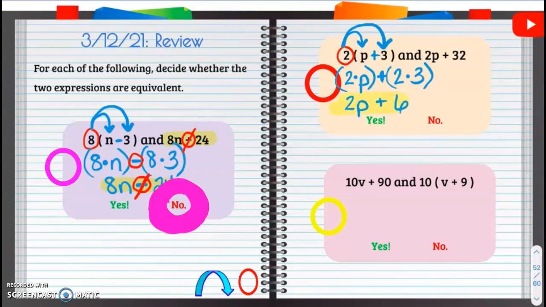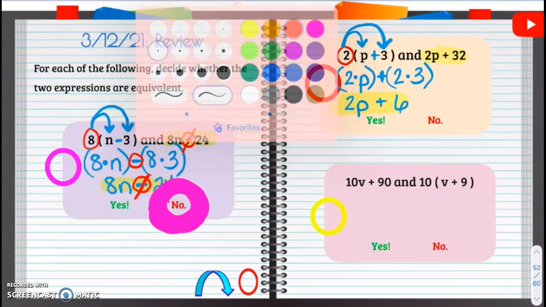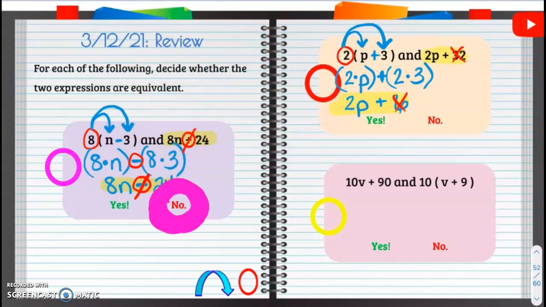Is 2 times p plus 6 the same as 2p plus 32? Those aren't the same. So we're going to take this circle and we're going to drag it over that no. Alrighty, let's take a look at that last one here. So we have 10 times v, or 10v plus 90.